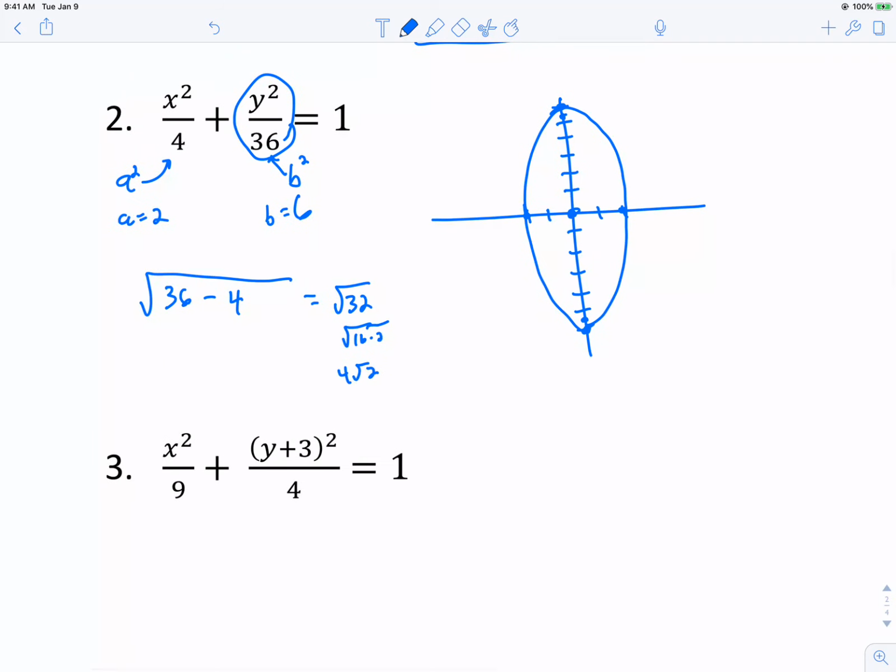Now they want the location. Well, they're on the major axis, so I know the major axis has an x value of 0, so they're both going to have an x value of 0. And then I'll give the exact values. It's going to be 4 root 2 and negative 4 root 2. Those are the two foci.